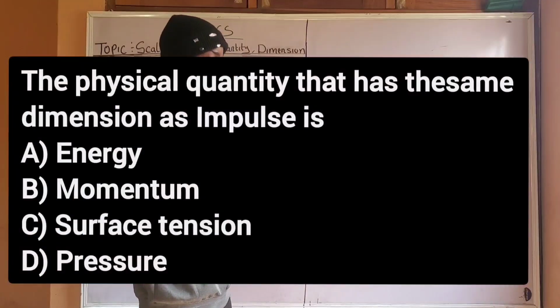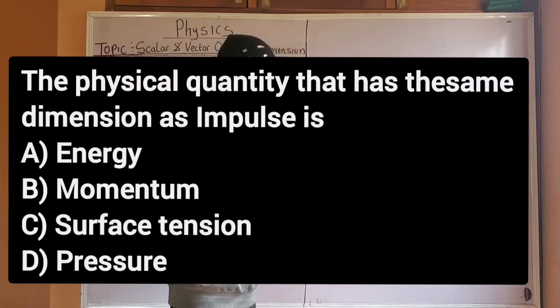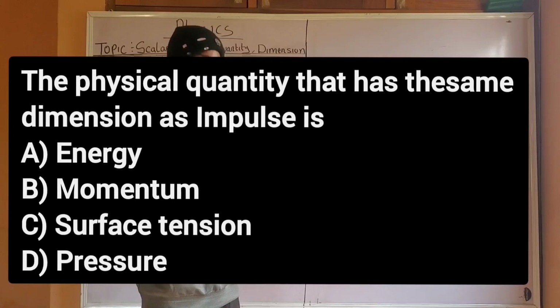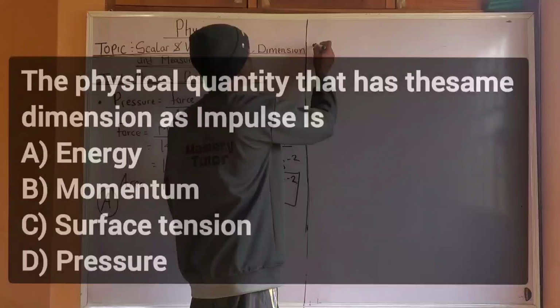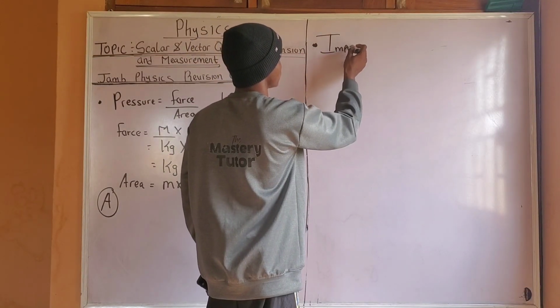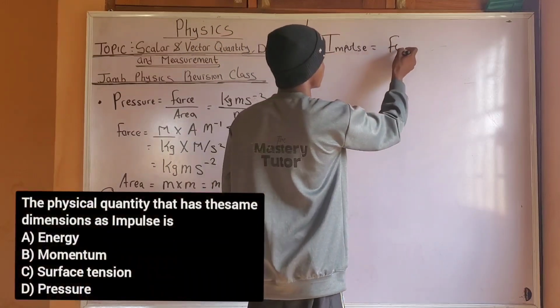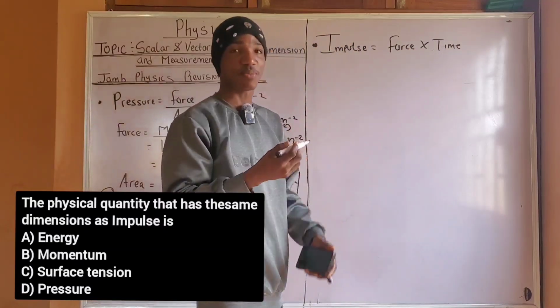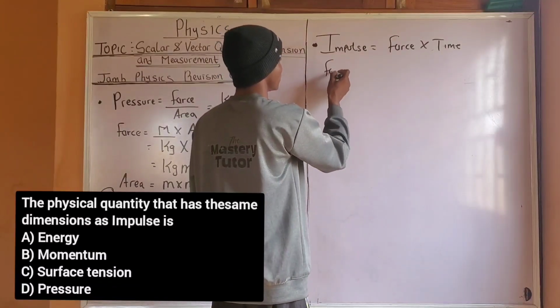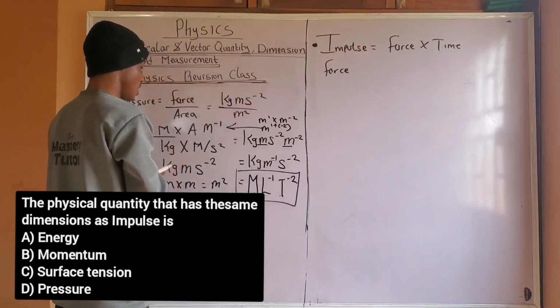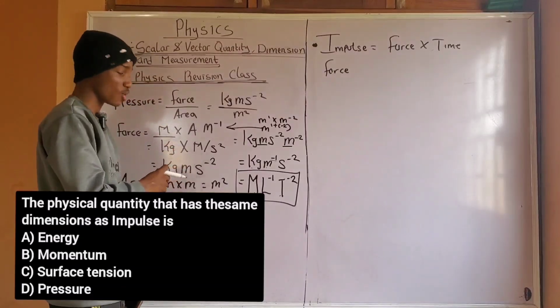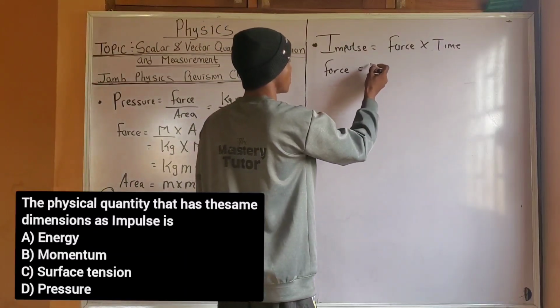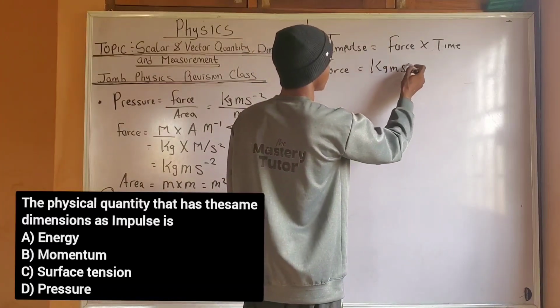The physical quantity that has the same dimensions as impulse is: A, energy; B, momentum; C, surface tension; D, pressure. Okay, now impulse is equal to force multiplied by time. Do you understand? So let us first get the dimension of impulse. Force is equal to what? Mass times acceleration, you know, and the unit is what? Newton, or kilogram meter per second square. So I'm going to have kilogram meter per second square here.